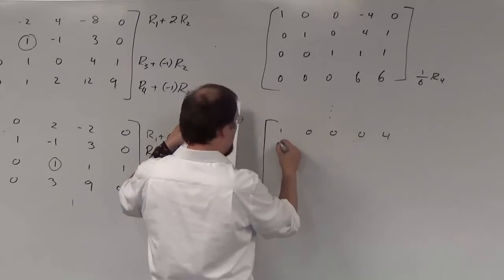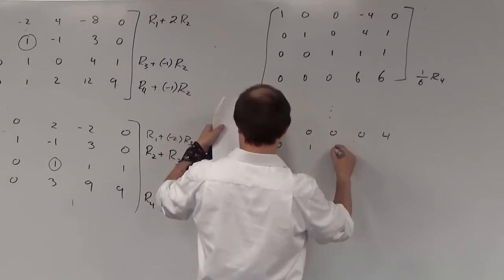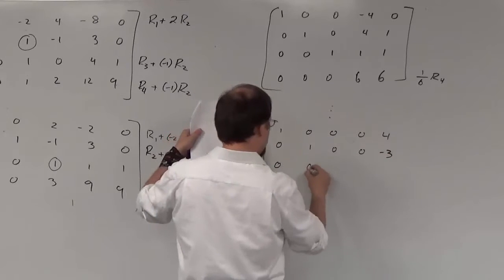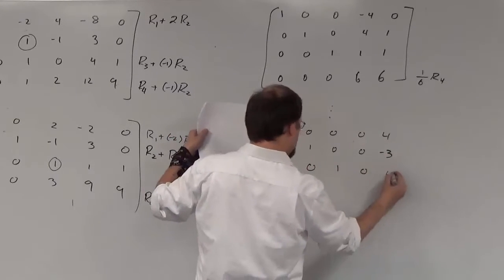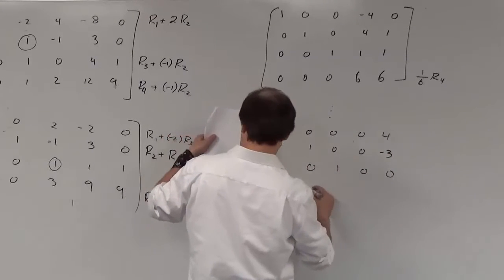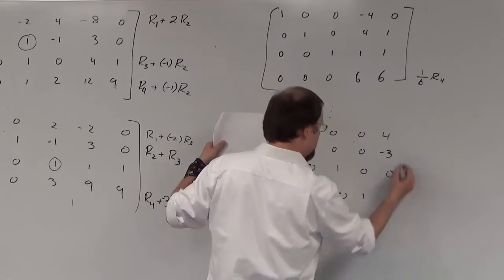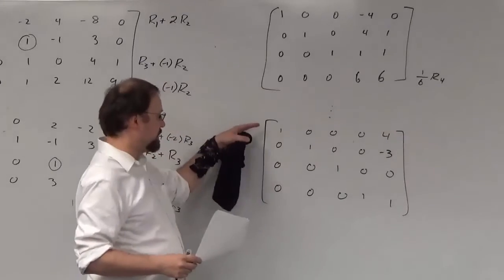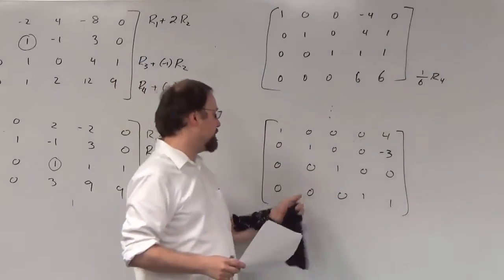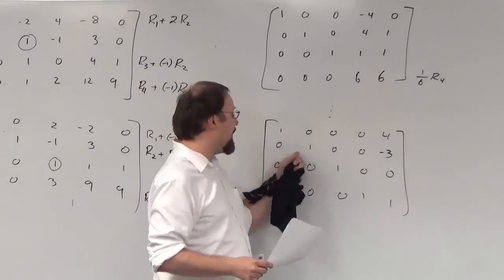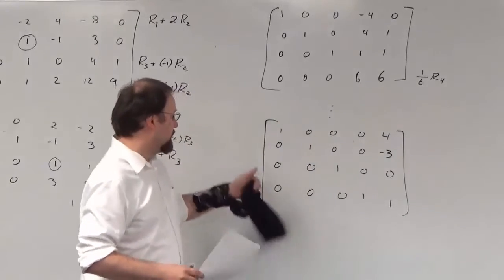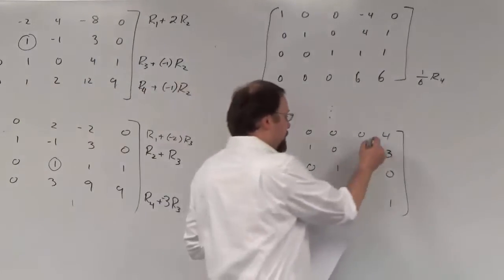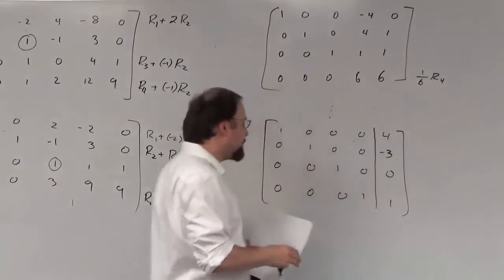But here we go. This is the reduced row echelon form of the matrix. We don't have any 0 rows, and the first non-zero entry is a 1. Every column with a leading 1 is zeroed out. Okay. All right, so let's recall.